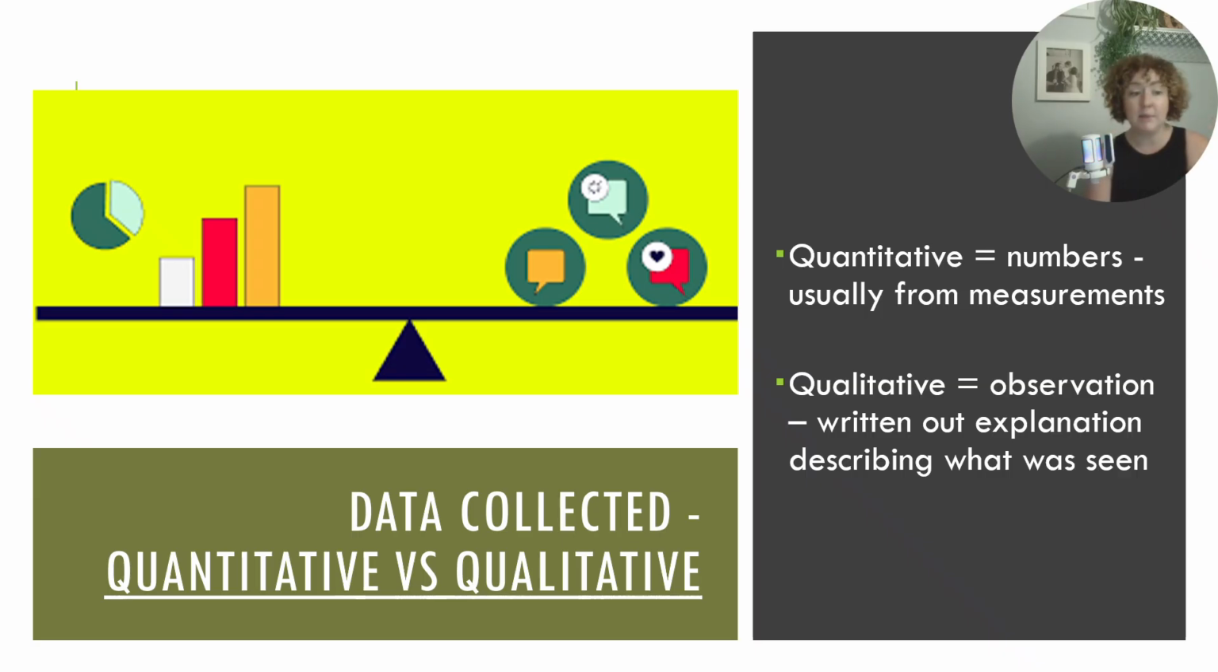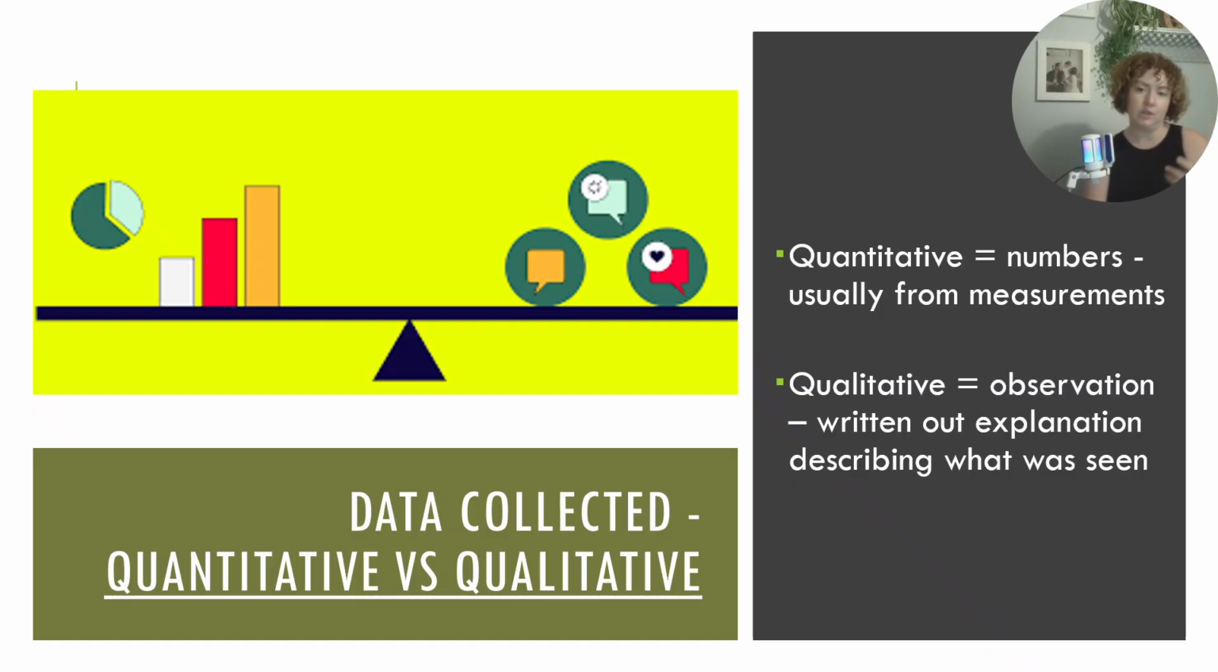So quantitative is going to be your numbers, your quantity, very specific measurements. Qualitative is going to be your observation, the things that might vary depending on who's the one in the process of it.